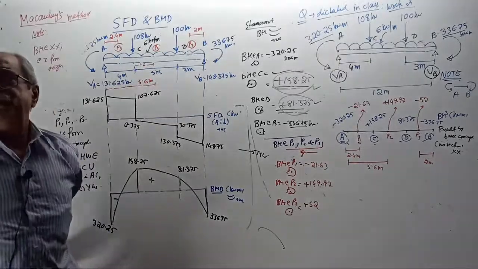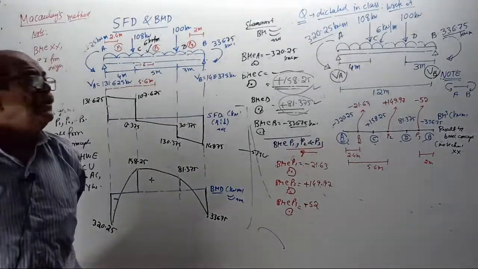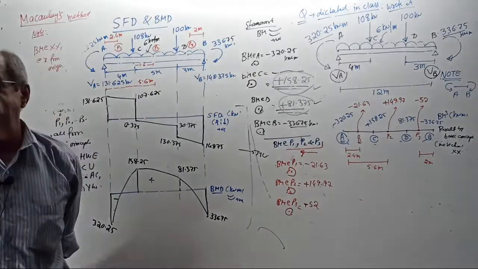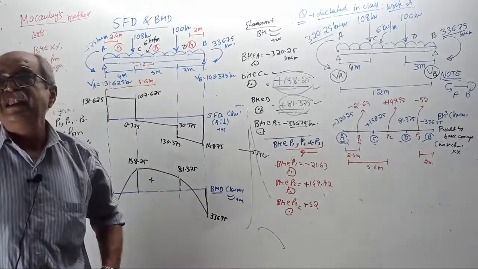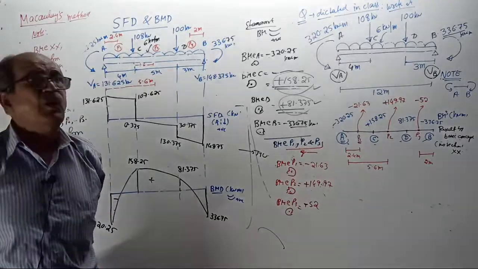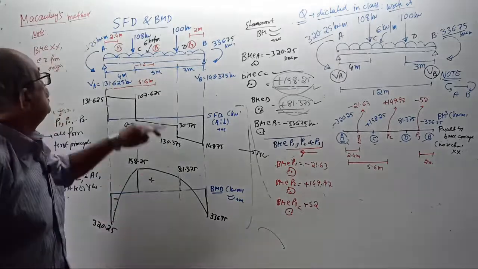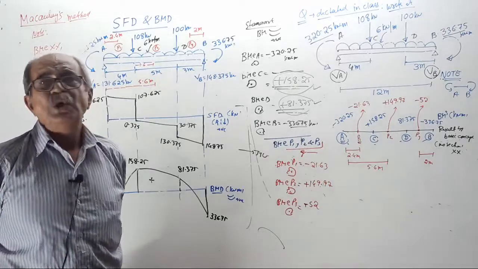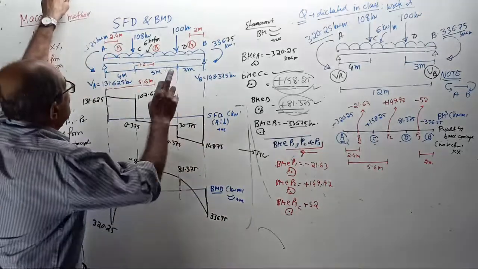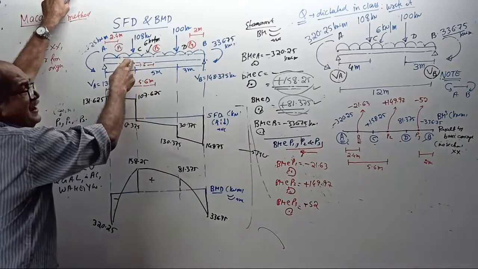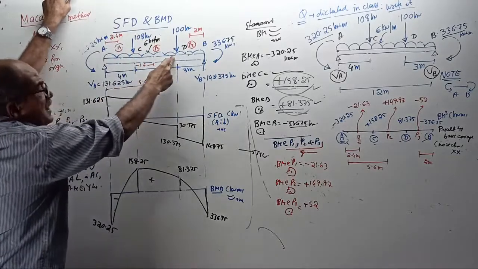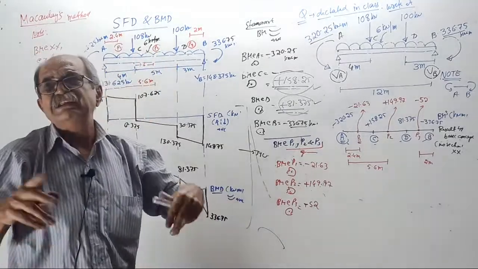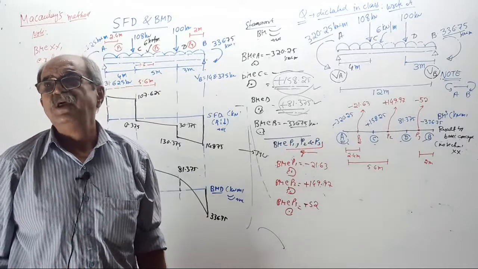And when you double integrate it, the first integration gives you the slope equation, the second integration gives you the deflection equation. Then there will be a total of 6 unknowns, and only 2 standard boundary conditions: deflection at A is 0, deflection at B is 0. To get more equations, you consider theta continuity at C, theta continuity at D, y continuity at C, y continuity at D, and struggle. Maybe after 1 hour you will get it.